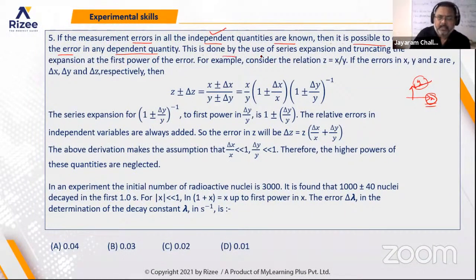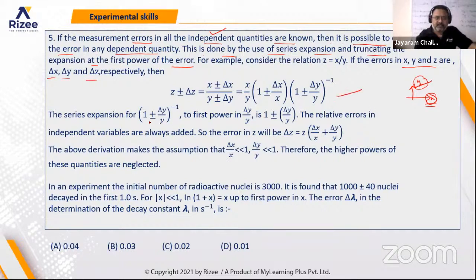So this is done by the use of series expansion and truncating the expansion at the first power of the error. So obviously we are going for the binomial expansion, not for the higher orders of the power, because the errors are going to be very small. Higher orders don't make any sense in the addition or subtraction, so we can neglect those higher orders. So if the errors of x, y, z are delta x, delta y, and delta z, then he has given a certain relation to us.